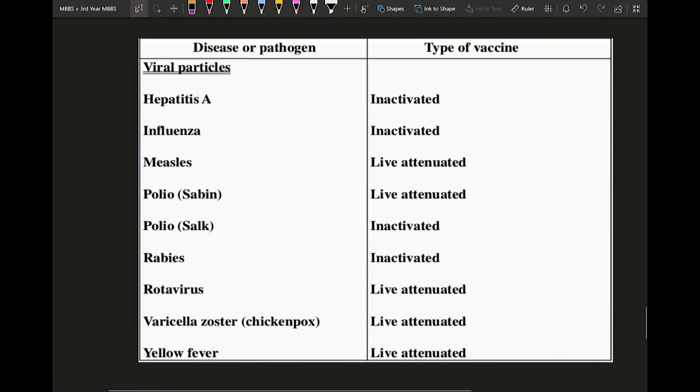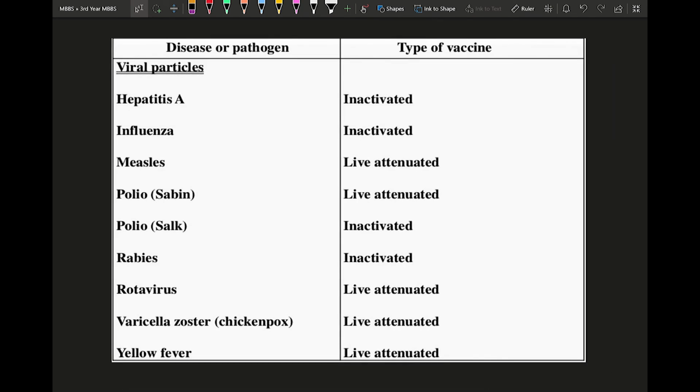The last part is important vaccines which you need to know. For hepatitis, you have your inactivated vaccine. Influenza, again inactivated virus. Measles, live attenuated, the MMR vaccine. Your polio Sabin's vaccine is live attenuated, while polio Salk is an inactivated vaccine. Rabies, again an inactivated vaccine. Your rotavirus is live attenuated. The varicella zoster, chickenpox vaccine is live attenuated, and yellow fever is again a live attenuated vaccine.